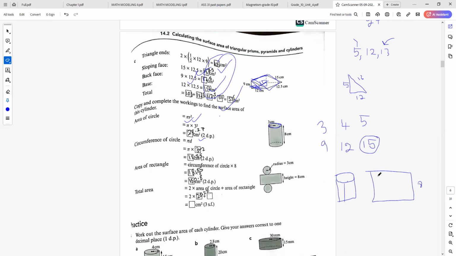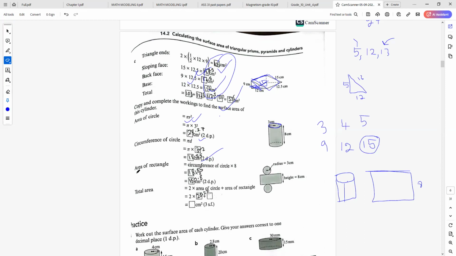Now, this length will be the circumference of the circle. So we have to find out the circumference of the circle, that is pi d, or rather 2 pi r. So here, if you use 2 pi r, 2 into pi into r, where r is 3, the answer would be this.